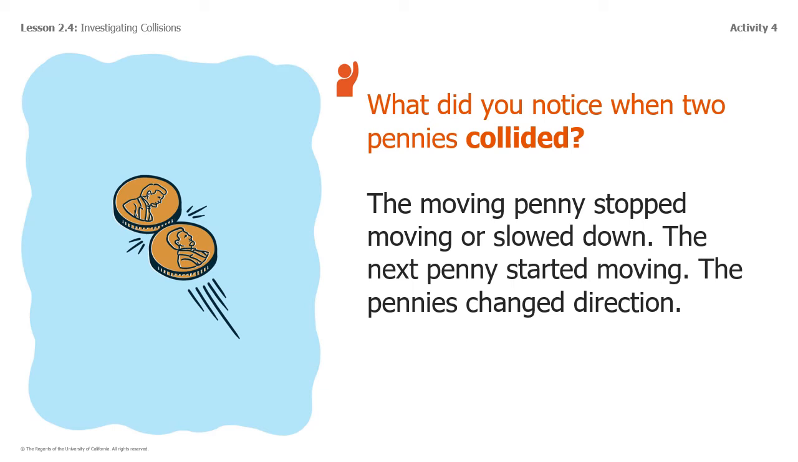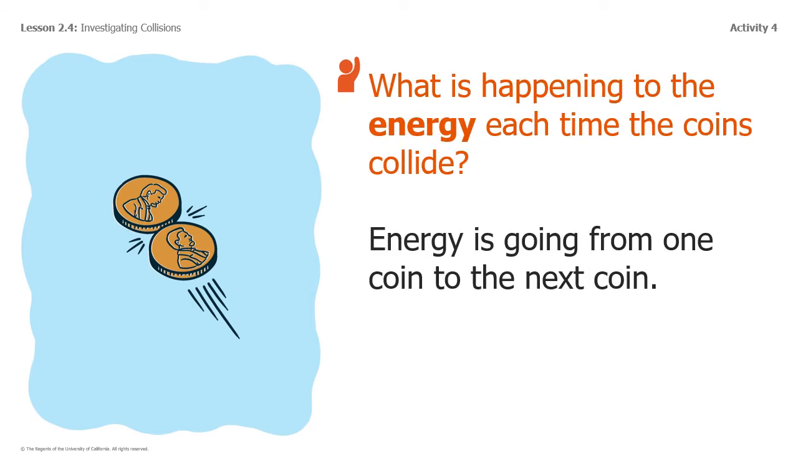So, what did you notice when two pennies collided? The moving penny stopped moving or slowed down. The next penny started moving. The pennies change direction. It depends on the angle in which you are throwing the pennies. They can change direction. But eventually, remember, scholars, they will stop. Why? Because of friction. So, what is happening to the energy each time the coins collide? Energy is going from one coin to the next coin, as I previously explained.